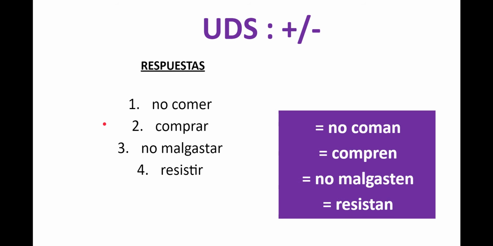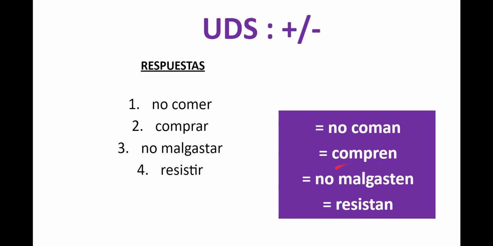Here are your answers. No coman. You guys, you all, don't eat at that restaurant. No coman. Como is the yo form of comer. Drop the O and add the opposite ending for an ER verb, which is an AN. Número 2. Compren. Compren este regalo ahora. Buy this gift now. Comprar, in the yo form in the present tense, compro. Drop the O, swap the ending, compren. You all buy.